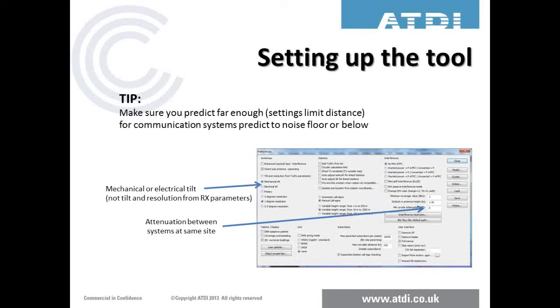And then within the actual parameters itself, you would want to know things like, are the antenna tilts on your wanted system and your interfering systems mechanical or electrical, so that you've got the correct settings, and any attenuation you have between systems that are located on the same site. For example, you may well have some kind of filtering between systems on the same site, therefore offering an amount of attenuation. You would put that in there to model that.